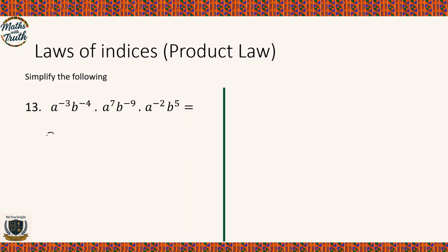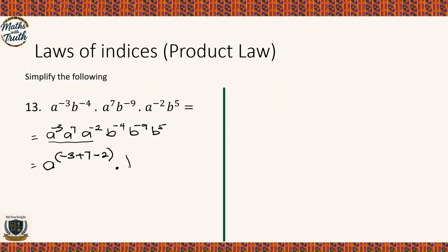So you can have a exponent negative 3, a exponent 7, a exponent negative 2, b exponent negative 4, b exponent negative 9, b exponent 5. Okay, and then you have here the law applies. So you have a exponent negative 3 plus 7 minus 2. Okay, and then times b exponent negative 4 minus 9 plus 5.